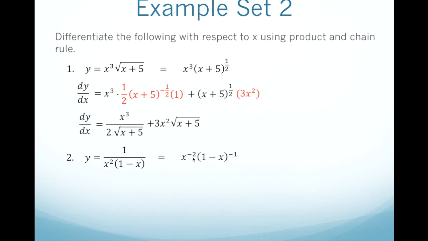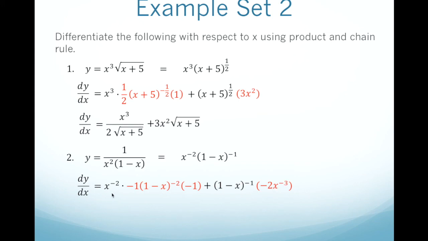Applying the product rule, once again, this is our f, then this is our g. The first thing we need to do is copy the first function and then apply the chain rule to get the derivative of 1 minus x to the power of negative 1, which is negative 1 times 1 minus x to the power of negative 1 minus 1, which is negative 2, then multiplied by the derivative of 1 minus x, which is negative 1. Then plus, this time copy the second function, then multiply by the derivative of x to the power of negative 2, which is negative 2x to the power of negative 3.